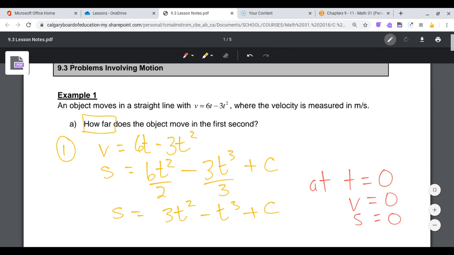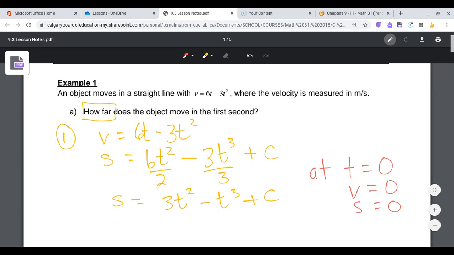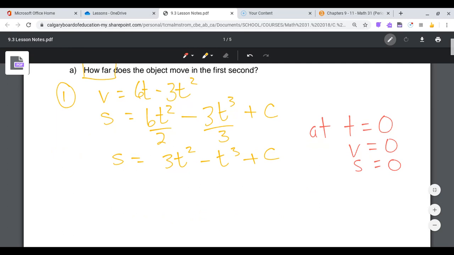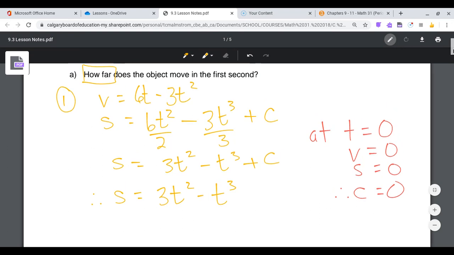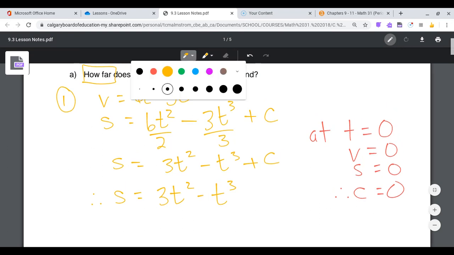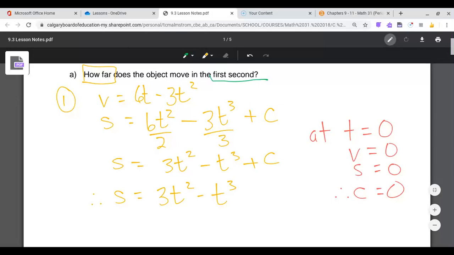Okay? All right, so then I can plug in that 0 for t and 0 for s, and I would hopefully see that c would have to be 0 from that. So from this I would then know that my constant would have to be 0, and so then I get that s is equal to 3t squared minus t cubed. There's my position function. Now, the second part to this is it says how far does it move in the first second? In the first second.